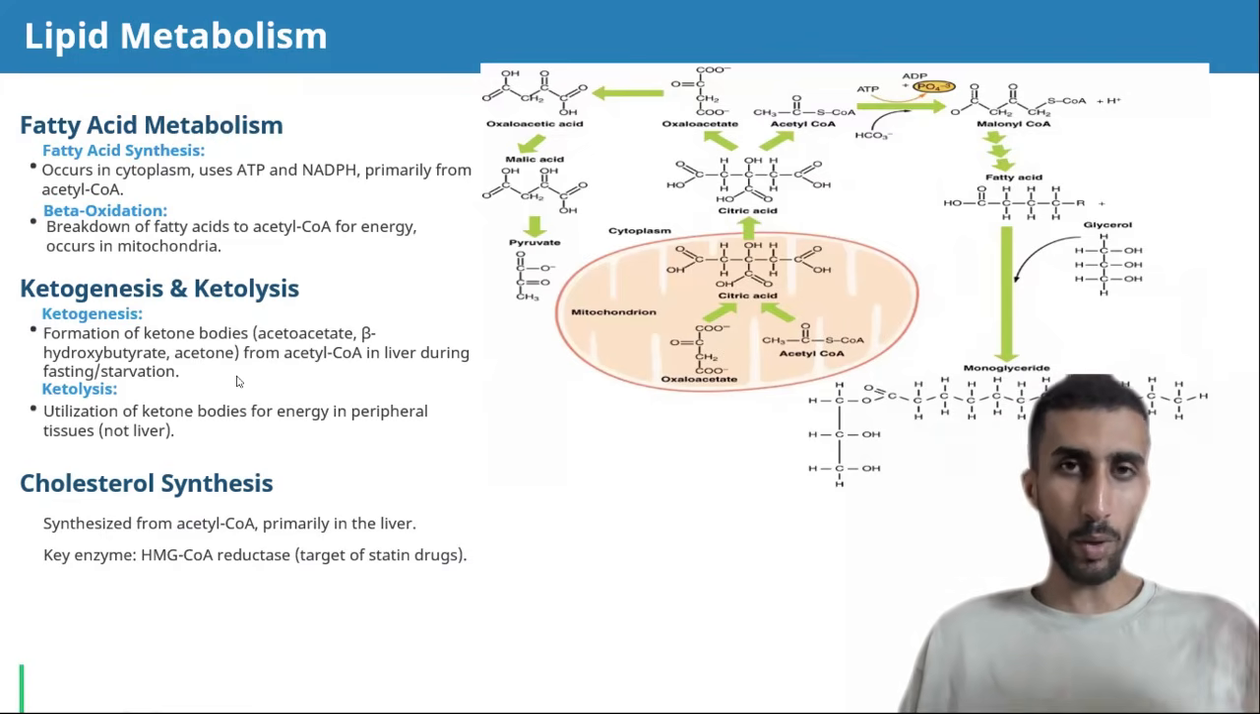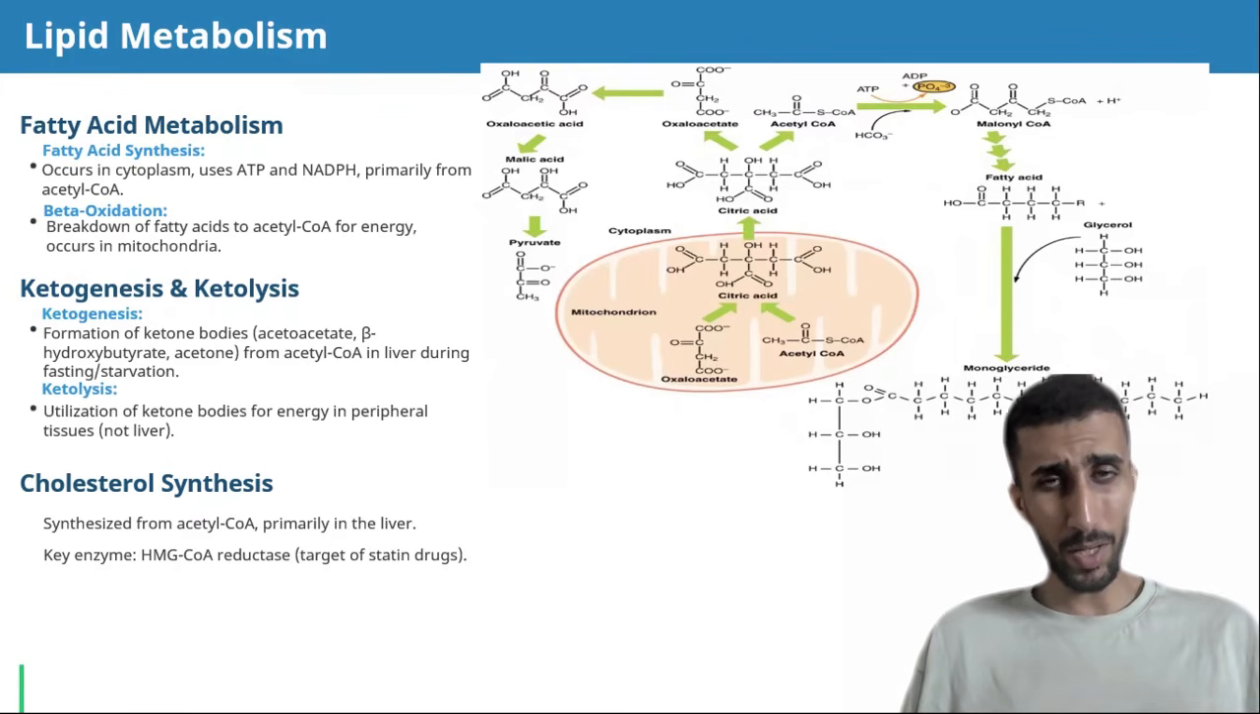So either there's a low level of glucose during fasting or starvation, or the glucose is here but it cannot be used due to insulin deficiency or insulin resistance. So here the body needs an alternative source of energy, and it's going to produce acetoacetate, and they form ketone bodies. Remember, during beta oxidation there are multiple steps, and it includes the production of acetyl CoA. So why can't acetyl CoA go into the citric acid cycle?